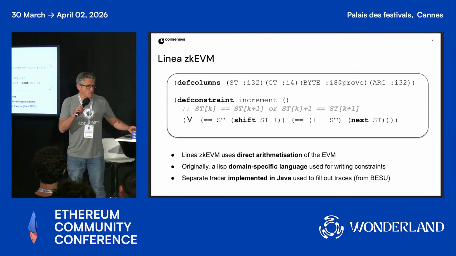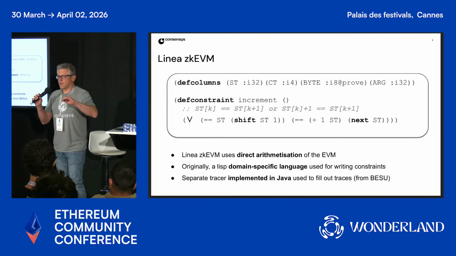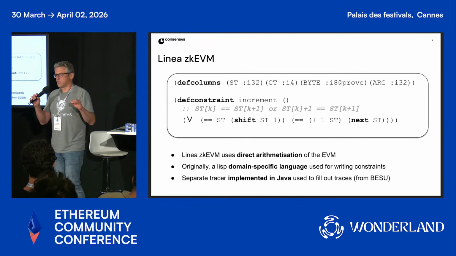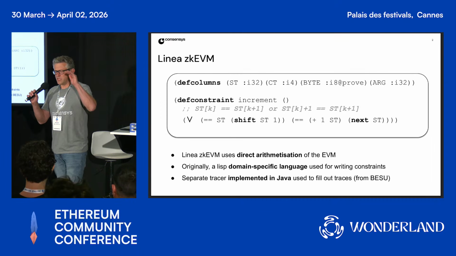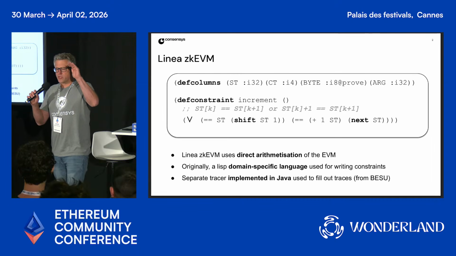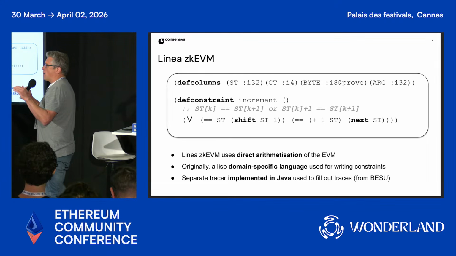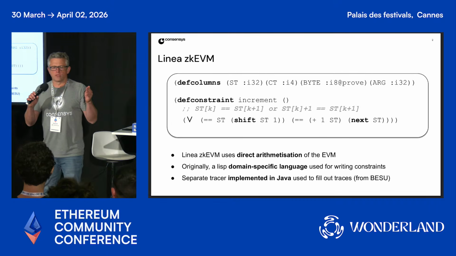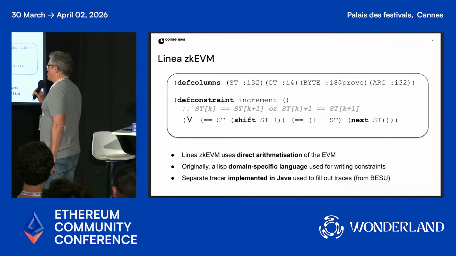Okay, so just a little bit of history about Linea zkEVM. As you may know, our zkEVM uses direct arithmetization to implement our constraint system. What that means is that we manually write the constraints to implement the semantics of the Ethereum virtual machine. We do not use, let's say, a RISC-V zkVM, for example. We actually write the constraints directly.